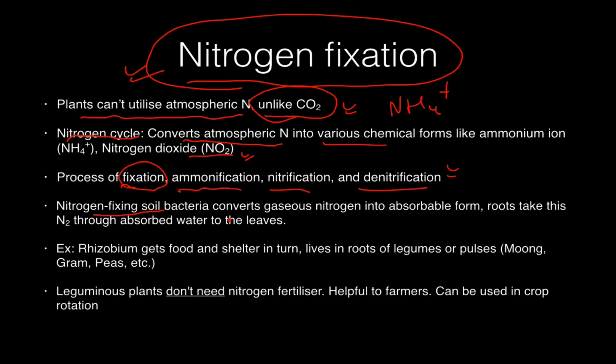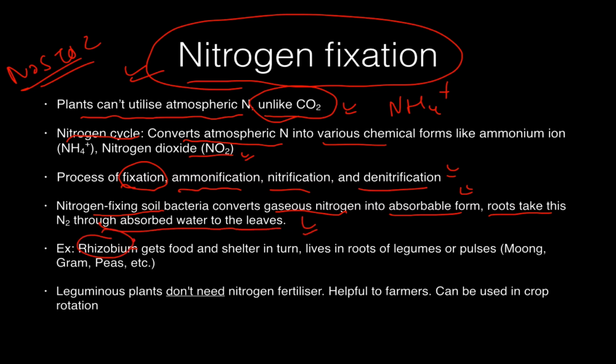But obviously there are different structures also. Like if I talk about Nostoc, it is free-living. It is not in a mutual partnership with anyone. It converts gaseous nitrogen into absorbable form. Okay, and the roots take this nitrogen through absorbed water to the leaves. Example Rhizobium. In what does it grow?